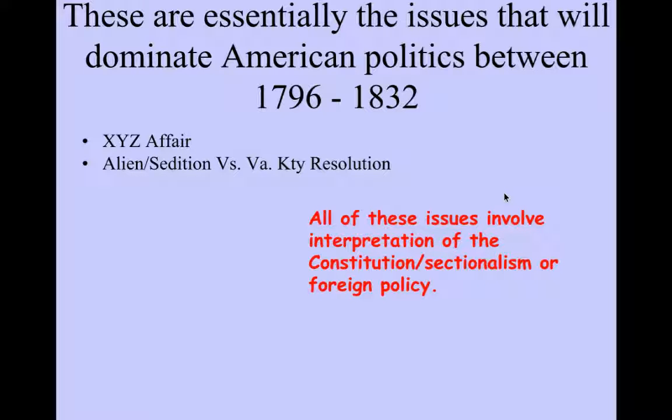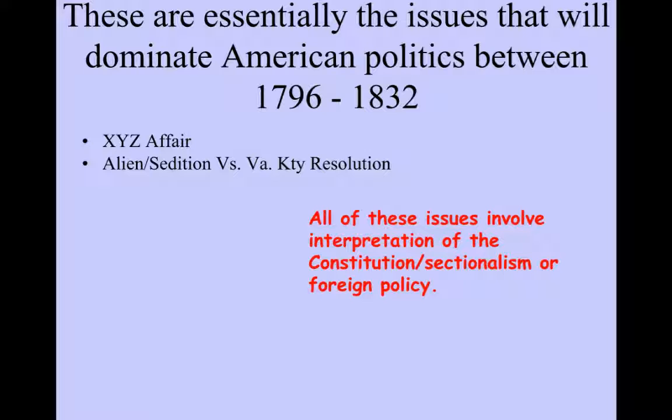The Alien and Sedition Acts, which you know all about, were laws that limited the freedom of speech and rights of new immigrants. Jefferson and Madison are going to write the Virginia and Kentucky Resolutions, which give the states the power to nullify federal law. I'm sure you see that this has major implications for the interpretation of the Constitution.